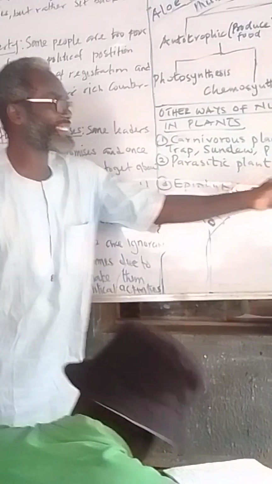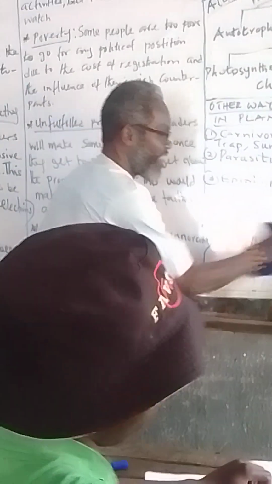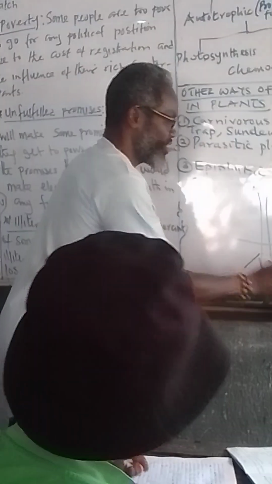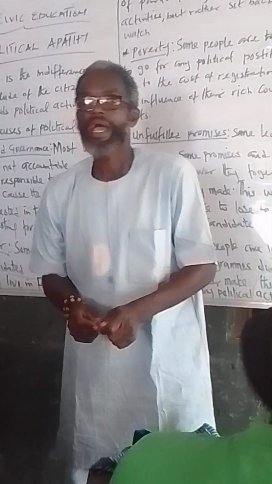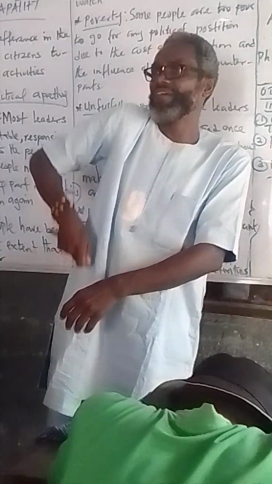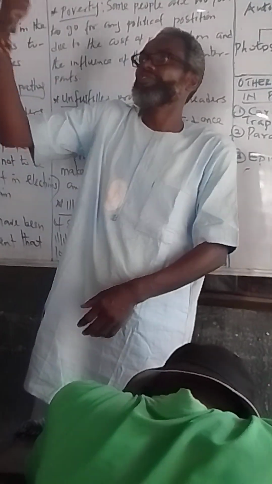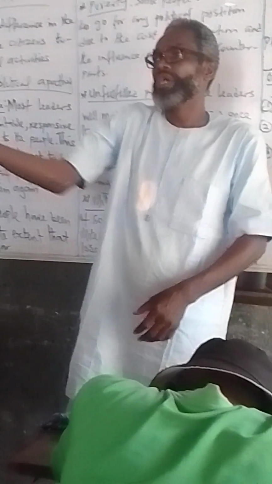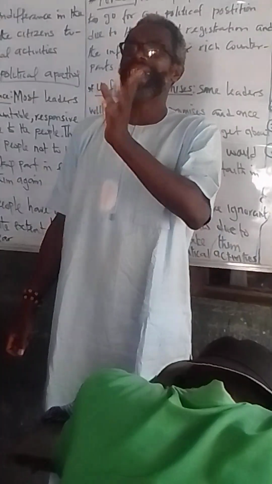Then parasitic plants. Example of parasitic plant. Normally, a plant should have roots. A true plant should have roots that will go into the soil, collect water through the xylem vessel, take it to the leaves, do photosynthesis, produce food, and go and store it. No. Some plants don't want to do that. What they do is that they will jump on other plants.